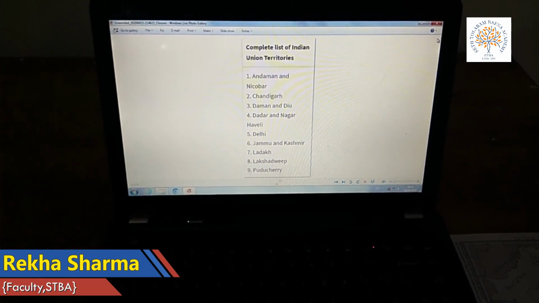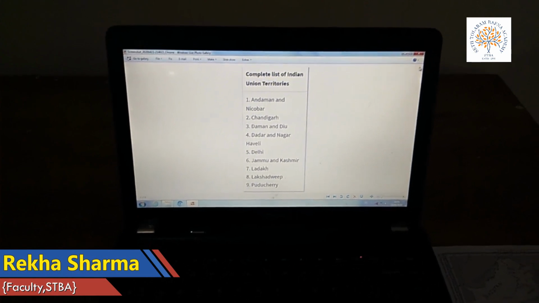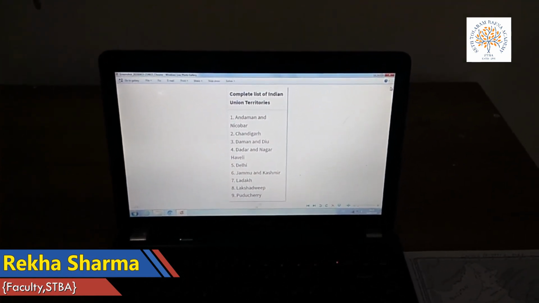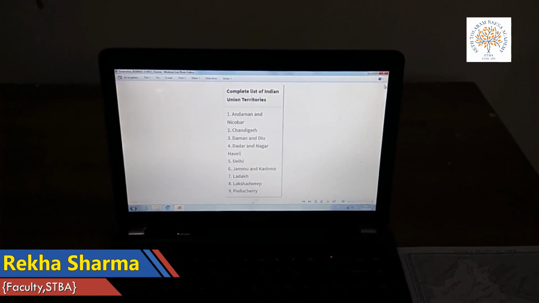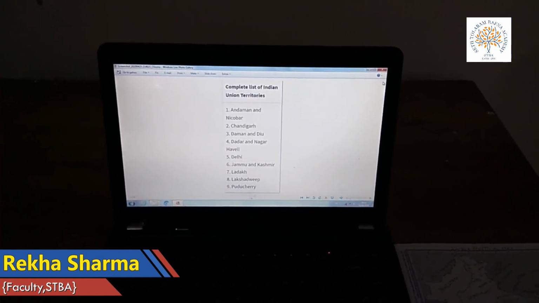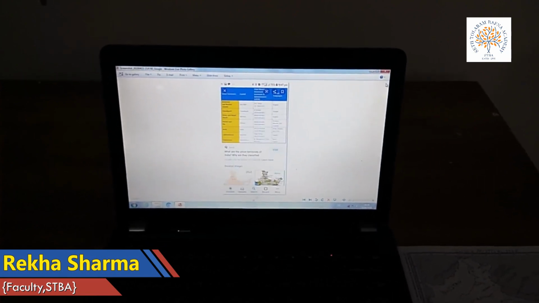Now children, you will ask what are union territories? Union territories are special administrative sectors in the Republic of India which operate directly under the central government and they are controlled by the central government. So we are going to start to fill in the Indian map the union territories.